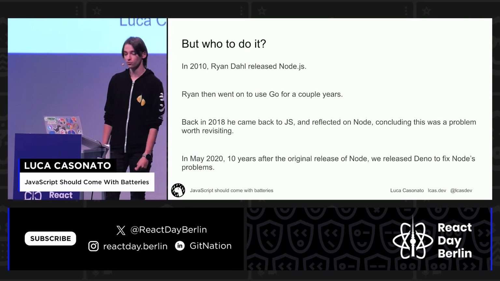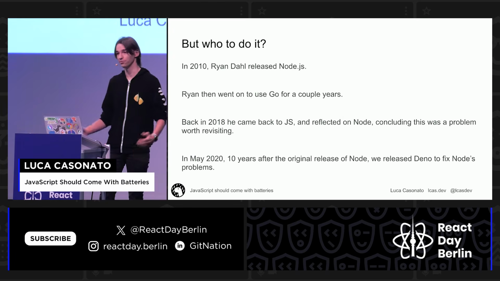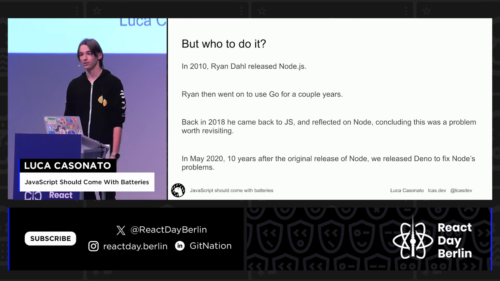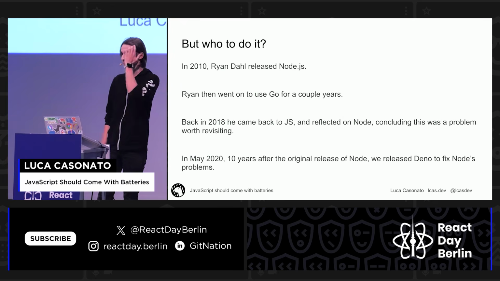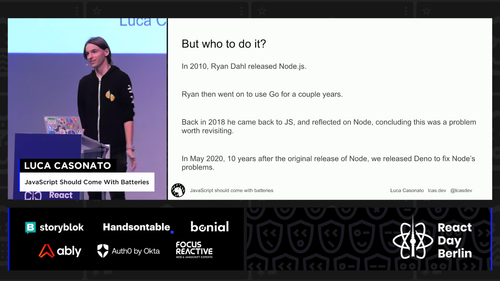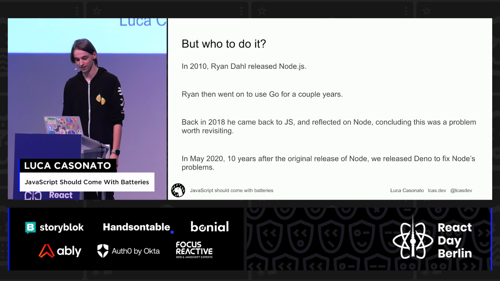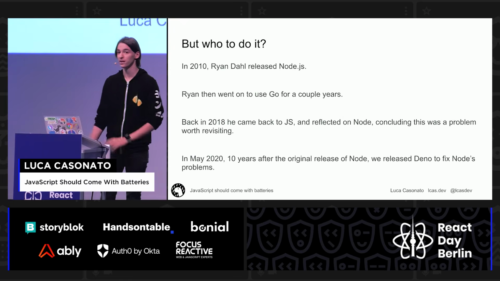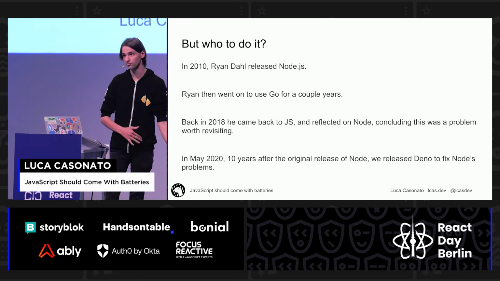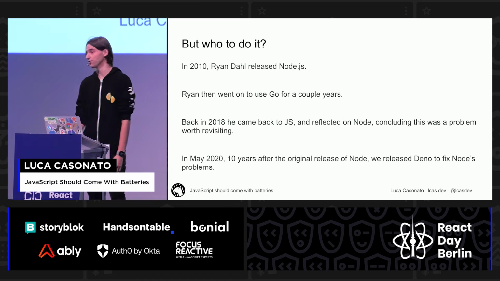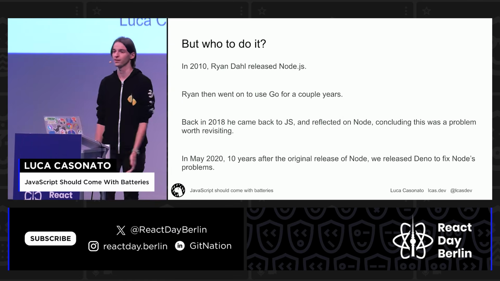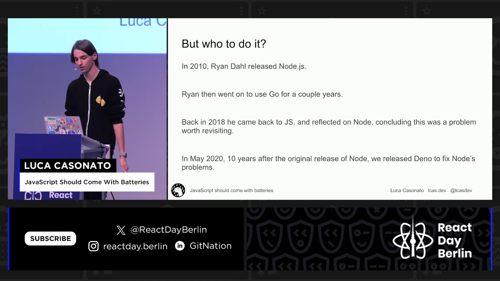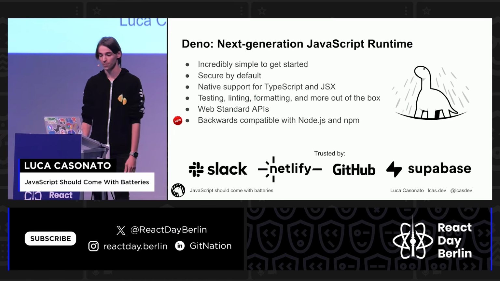Ryan then went on to use Go for a couple of years, where he saw all of these nice built-in tooling things, and then came back to JavaScript in 2018 and realized there was a problem here that needed solving. So in May 2020, 10 years after the original release of Node, we released Deno to fix some of these problems. And I want to talk to you a little bit about that, show you what it looks like, and what kind of experience you can have when tooling just comes out of the box.